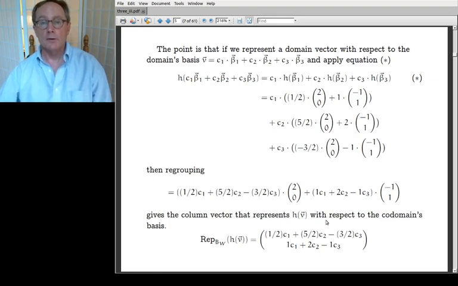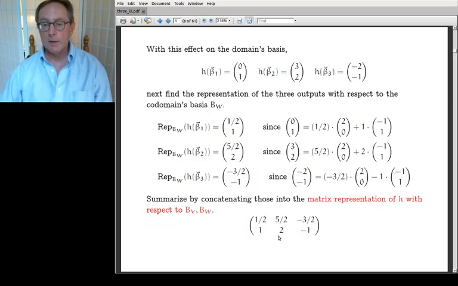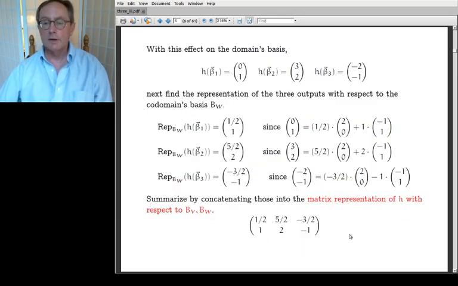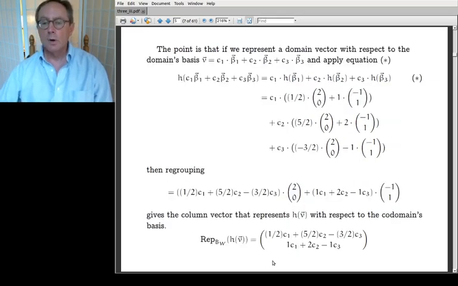And the point is to calculate the effect of the map on an arbitrary v from the domain. So you take an arbitrary v from the domain, and what exactly does h do to it? And you see at the bottom of this slide, to figure out what is the action of h on an arbitrary v, you find how to represent v with respect to the basis. You get a c1, a c2, and a c3. And then you take the numbers from the matrix. Remember the matrix? 1/2, 5/2, minus 3/2. There they are, 1/2, 5/2, minus 3/2. And you remember the matrix was 1, 2, minus 1. So there's the 1, 2, minus 1.